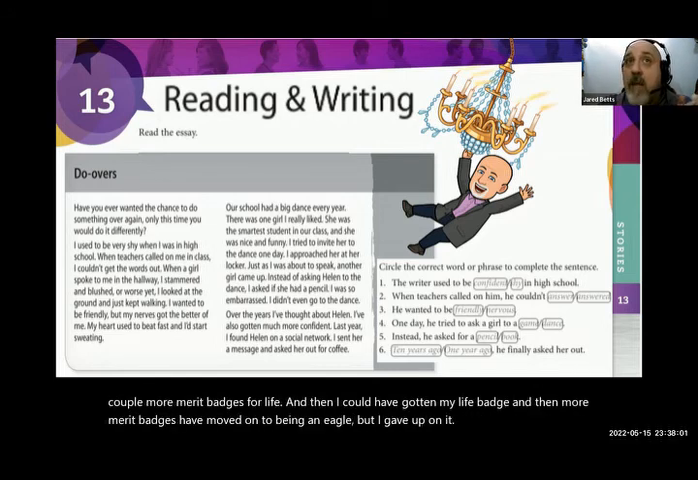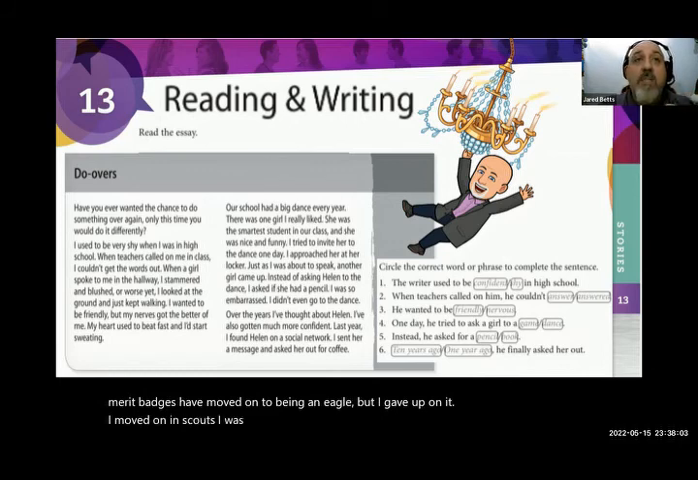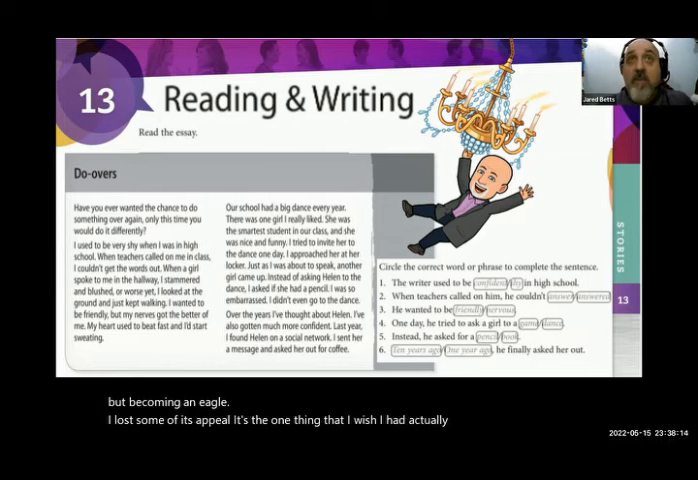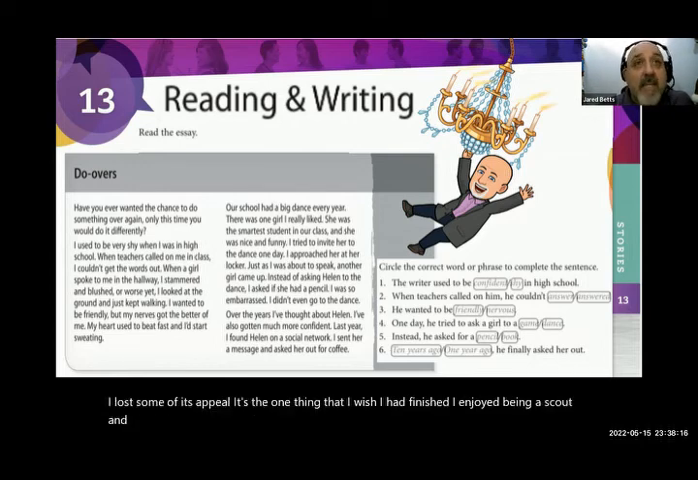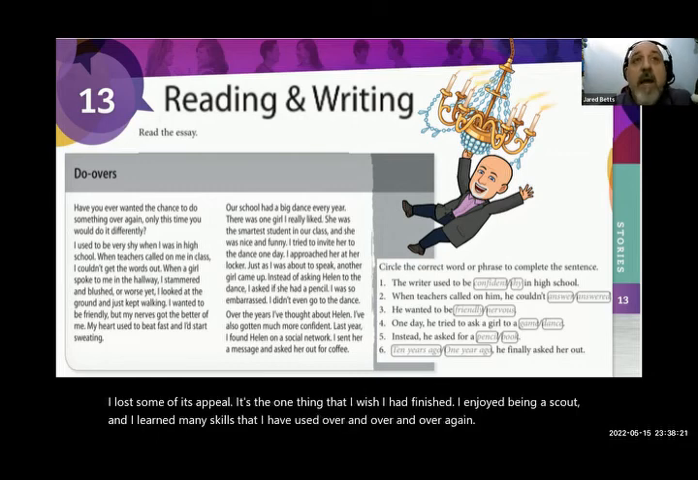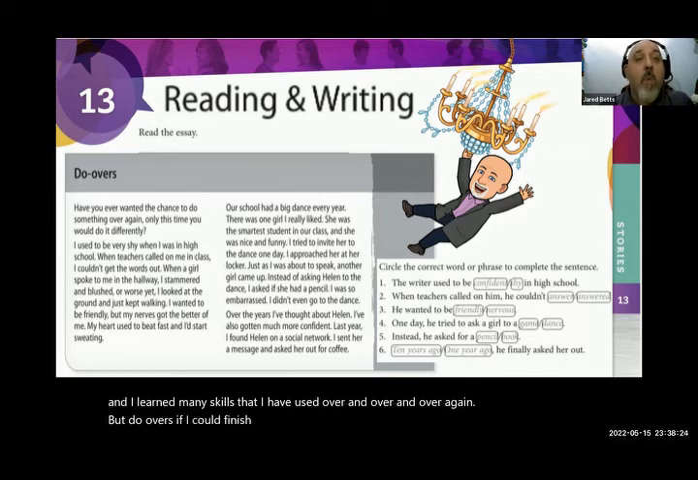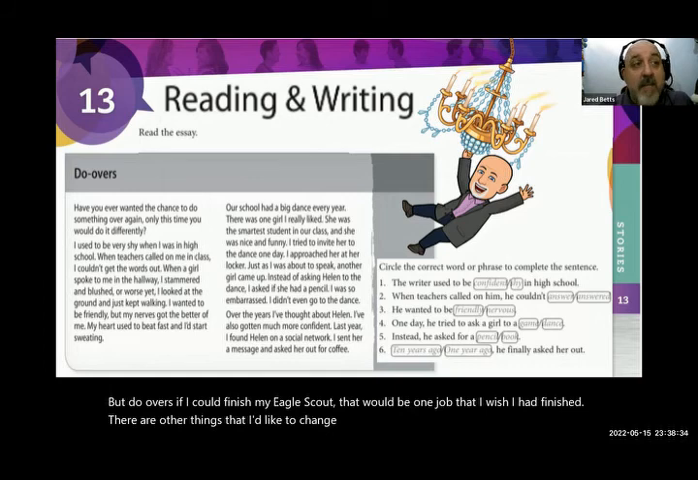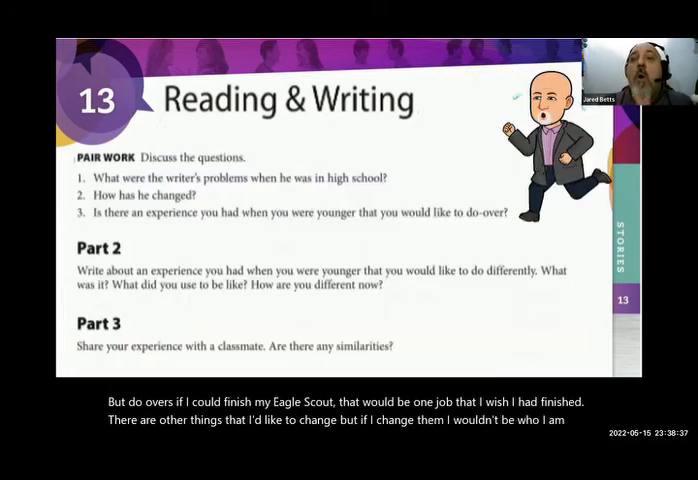I moved on in Scouts. I was still a Scout all the way through high school, moved to Explorers, but becoming an Eagle lost some of its appeal. That's the one thing that I wish I had actually finished. I enjoyed being a Scout, and I learned many skills that I have used over and over again. But do-overs, if I could finish my Eagle Scout, that would be one job that I wish I had finished. There are other things that I'd like to change, but if I changed them, I wouldn't be who I am today.